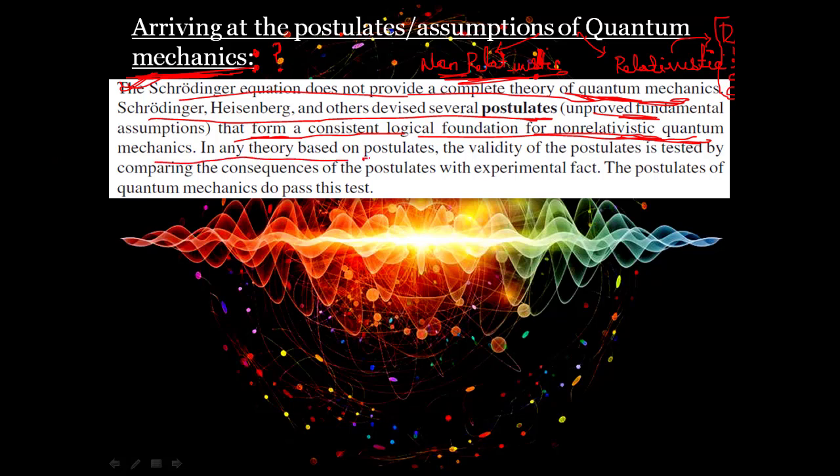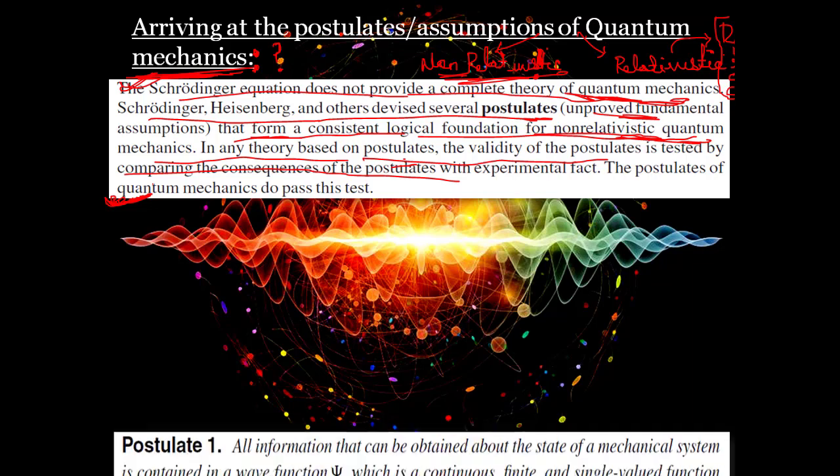In any theory based on postulates, the validity of the postulates is tested by comparing the consequences of the postulates with experimental fact. The postulates of quantum mechanics do pass this. For being a postulate, it has to be comparable with the experimental facts. And in quantum mechanics, the postulates do give satisfactory results, and therefore they are considered postulates. Now moving on towards the first postulate.